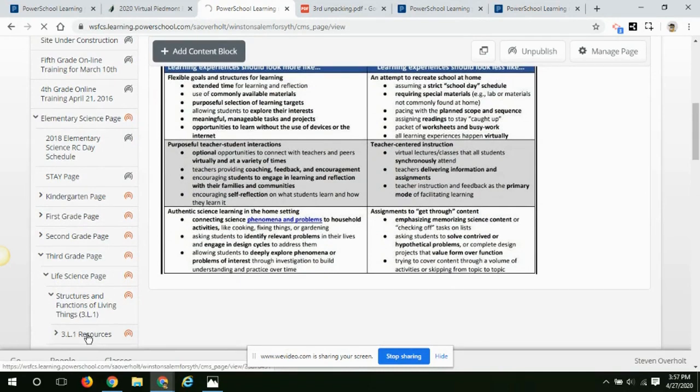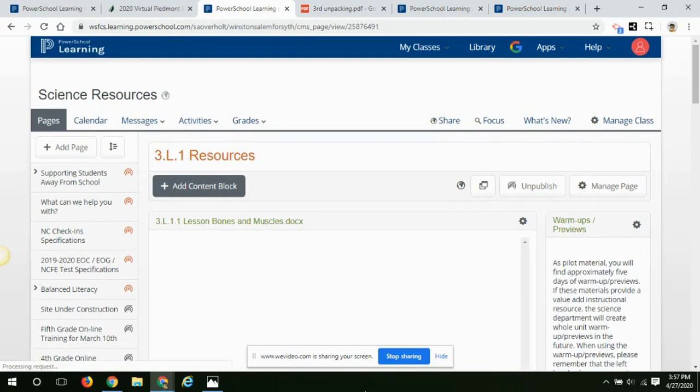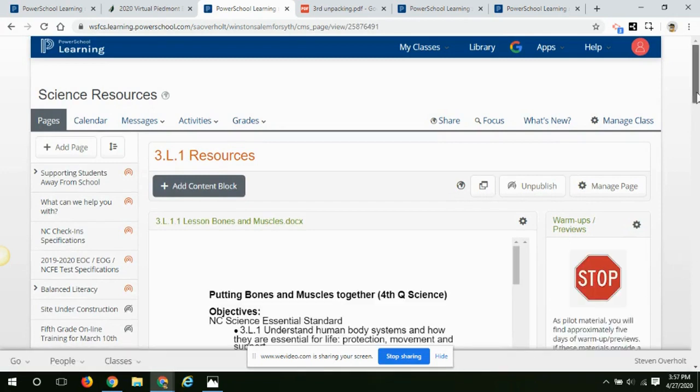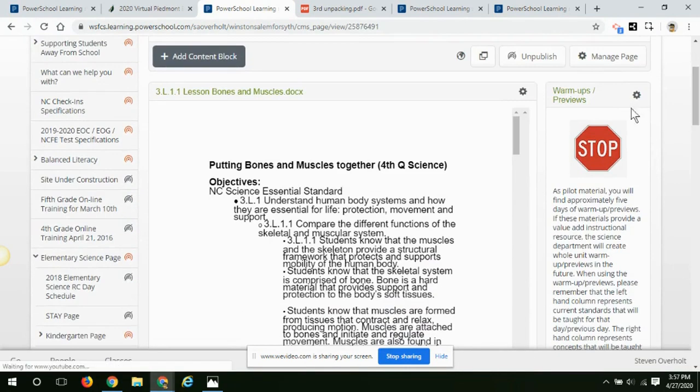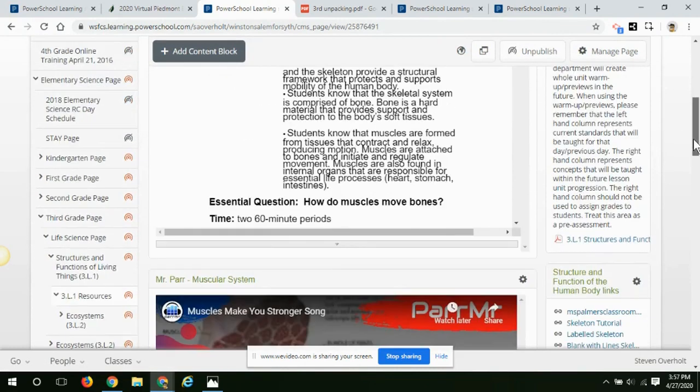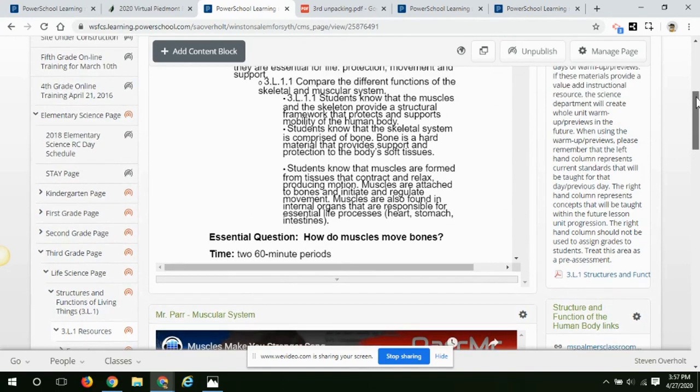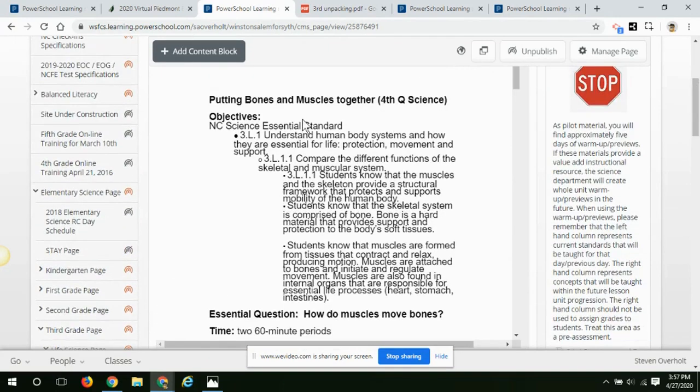Inside the resources page, we're going to be able to see that we have our warm-ups and our previews. They are over here, and this document helps us to get kids to respond back to us. And there's some people that have been using these and putting them into Google Forms and being able to get kids to respond back and figure out what information they know. We also have this lesson that builds a model of the bones and the muscles and how they work together.